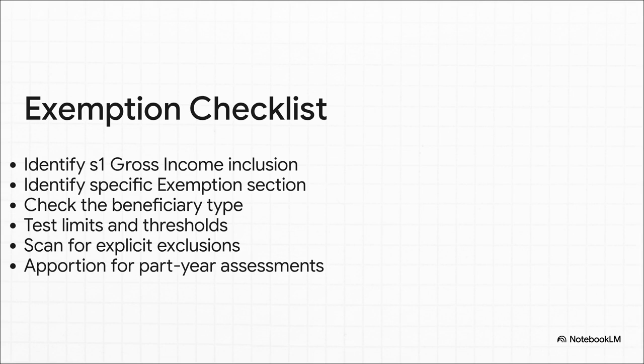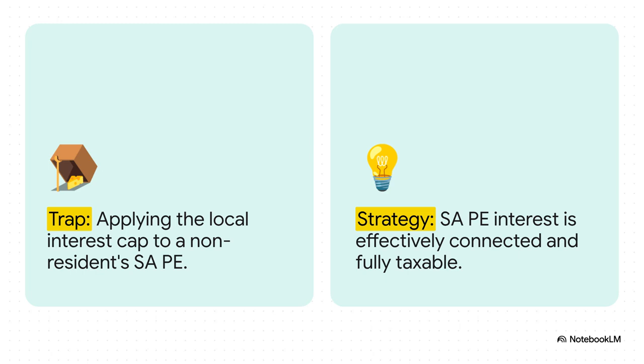Step 3. Check your beneficiary. Remember, a company cannot claim a natural person's exemption. Step 4. Test those limits. Step 5. Rigorously scan for those exclusions like PEs or REITs. And Step 6. Apportion if you have a part-year assessment. If you stick to this flow, you guarantee that you never blindly apply an exemption without first testing its legal limits. Because here is exactly where students throw away easy marks.